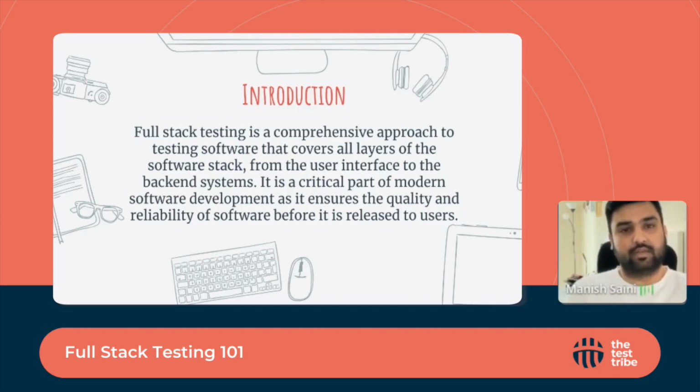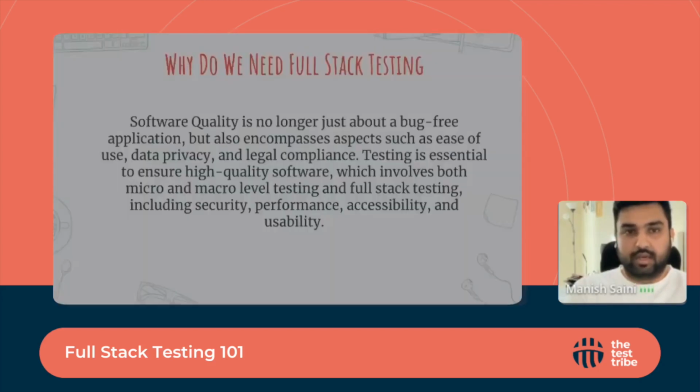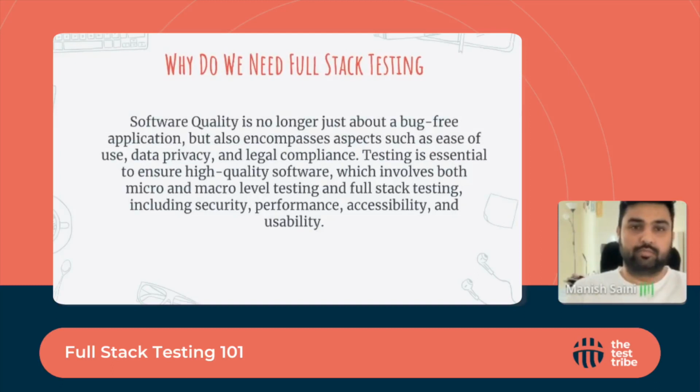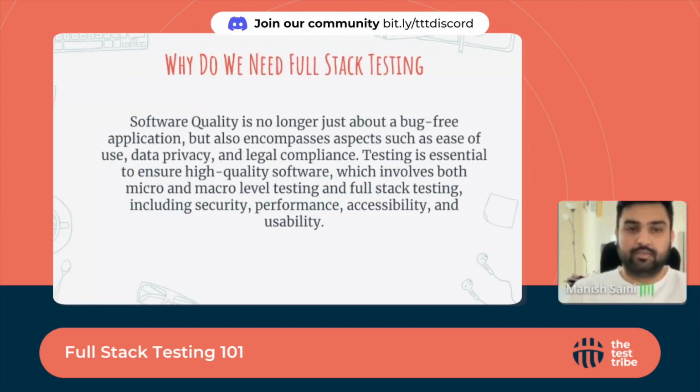Full stack testing is a comprehensive approach which covers all the stacks, or we can also call them the layers of a software. That is your UI, your APIs, your backend, and your database. Covering all the layers in testing is called full stack testing. And why do we need it? Back then, we just needed bug-free applications for quality. But now the quality parameters have changed a lot. We need a performance-ready application. It should be accessible to everyone, and the usability should be strong. Also, security is a major part of current software cycles. So these are the reasons why we need good full stack testing.